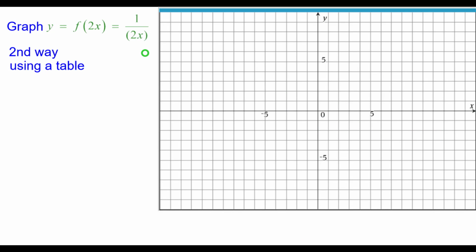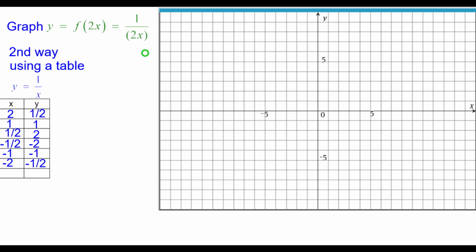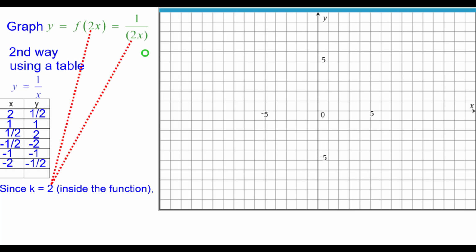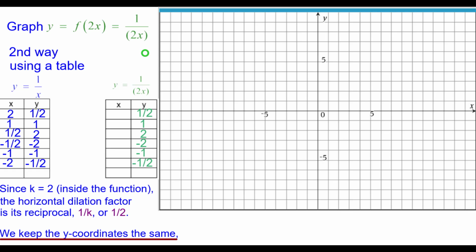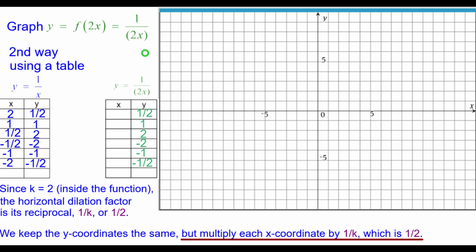Second way, using a table. This is our normal table of values for the reciprocal function, y equals 1 over x. Since k equals 2 inside the function there, the horizontal dilation factor is its reciprocal, which is 1/2. So we keep the y coordinates the same and multiply each x coordinate by the 1/2. For example, 2 times 1/2 is 1, and then we'll plot 1, 1/2. 1 times 1/2 is 1/2, 1. 1/2 times 1/2 is 1/4, 2.